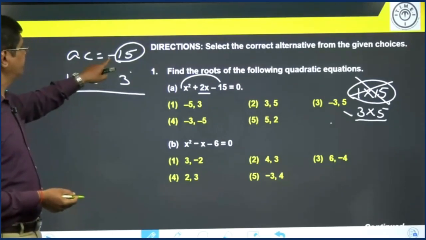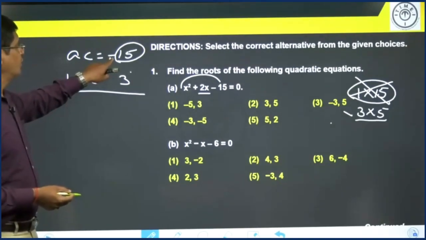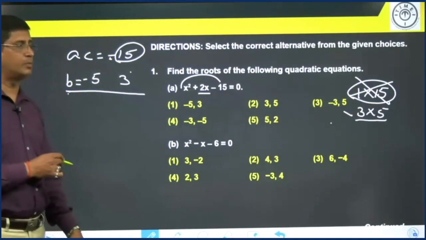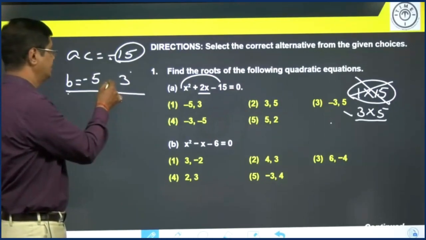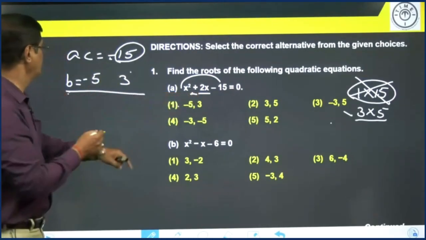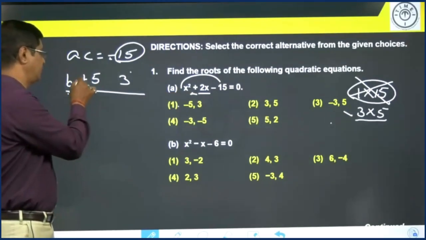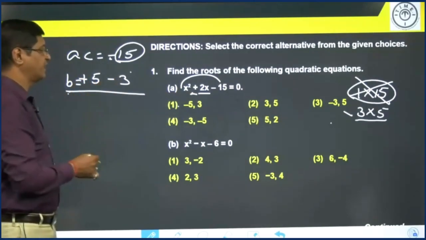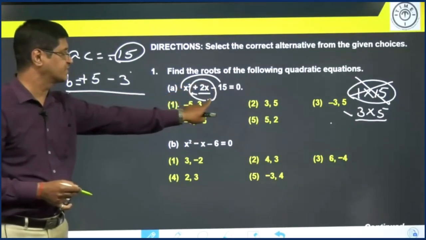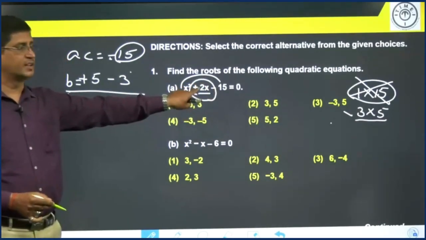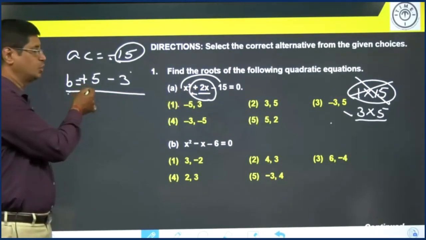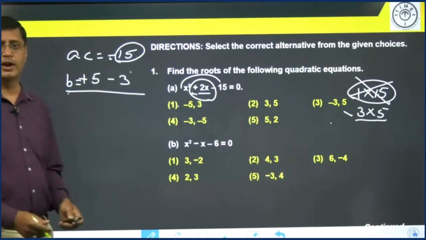So what is the sign here? Negative sign. When the product sign is negative, the larger factor sign will be the sign of b. Here the sign of b is positive. So the largest factor will be plus and the smaller factor will be minus. The sign of b is positive means the larger factor will be positive and the smaller factor will be negative.